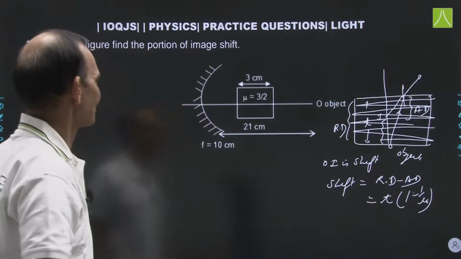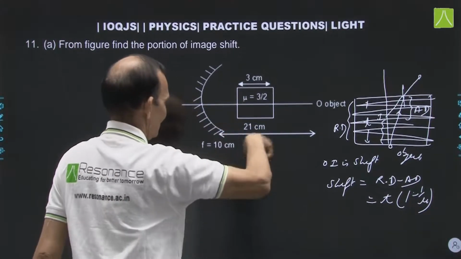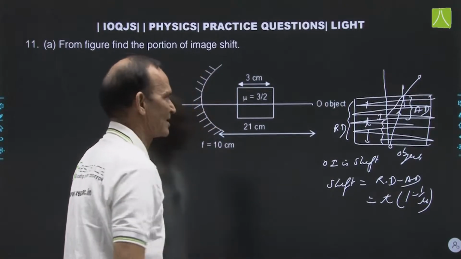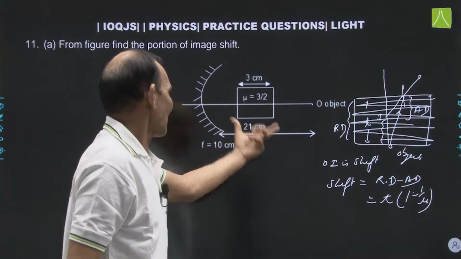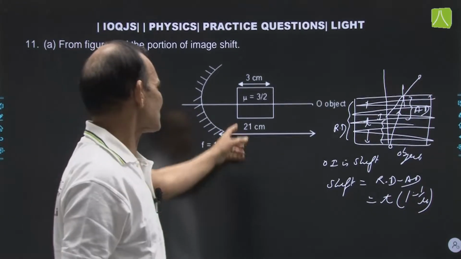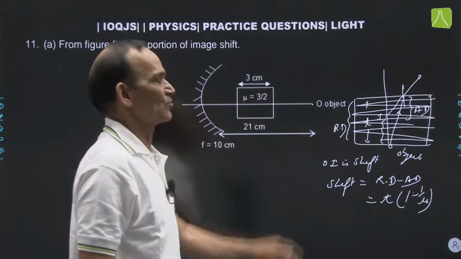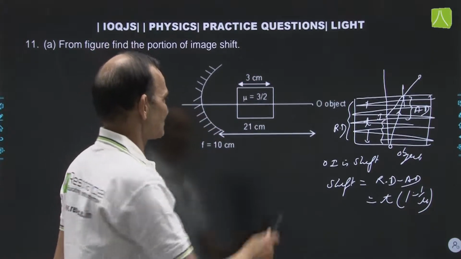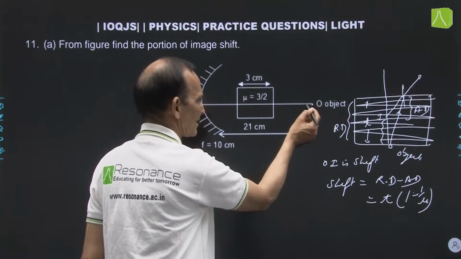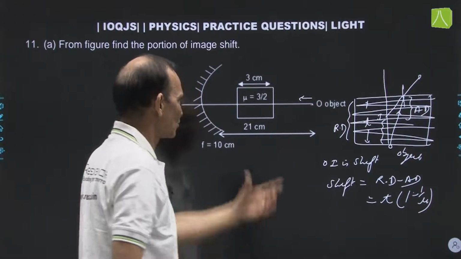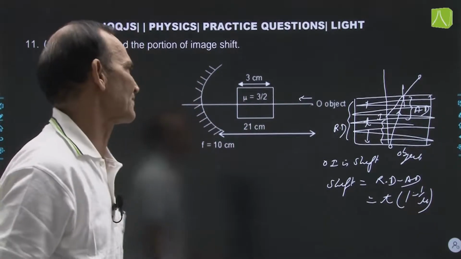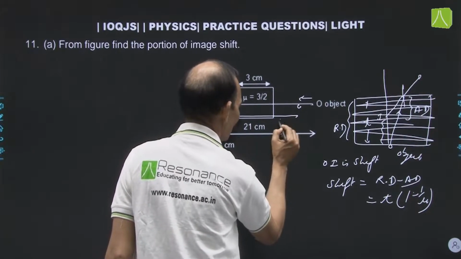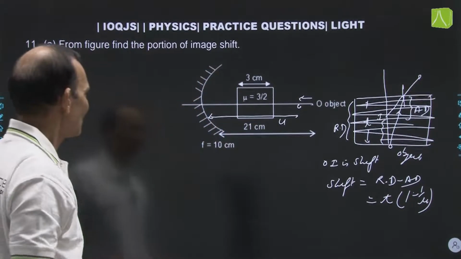Now think about this. Here is the mirror, focal length 10, and the object is placed at a distance of 21 centimeter, but in the path there is a glass slab whose refractive index is 3/2 and thickness t is 3 centimeter. It means the object placed here will not be here, it will shift towards here due to this slab. So what will be the shift? If the shift happens here, then it will be u. So how will we find the total distance?